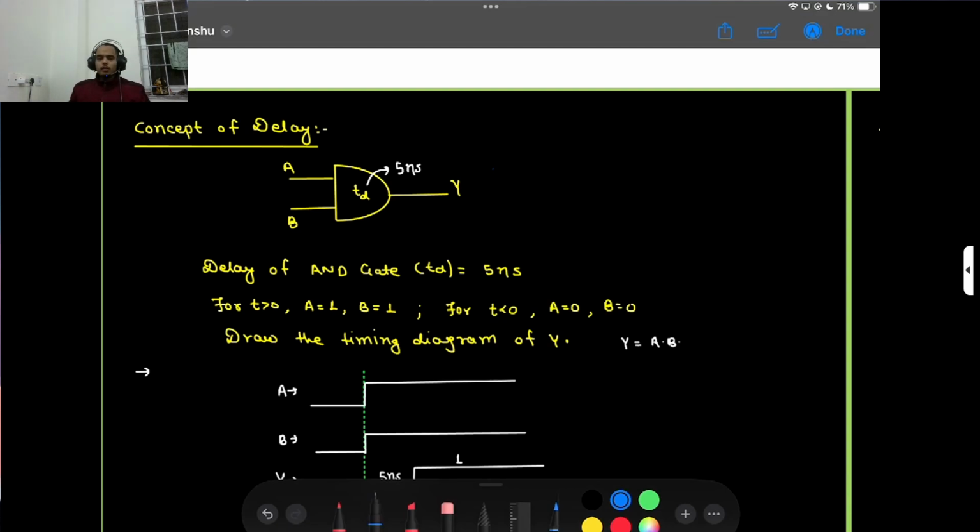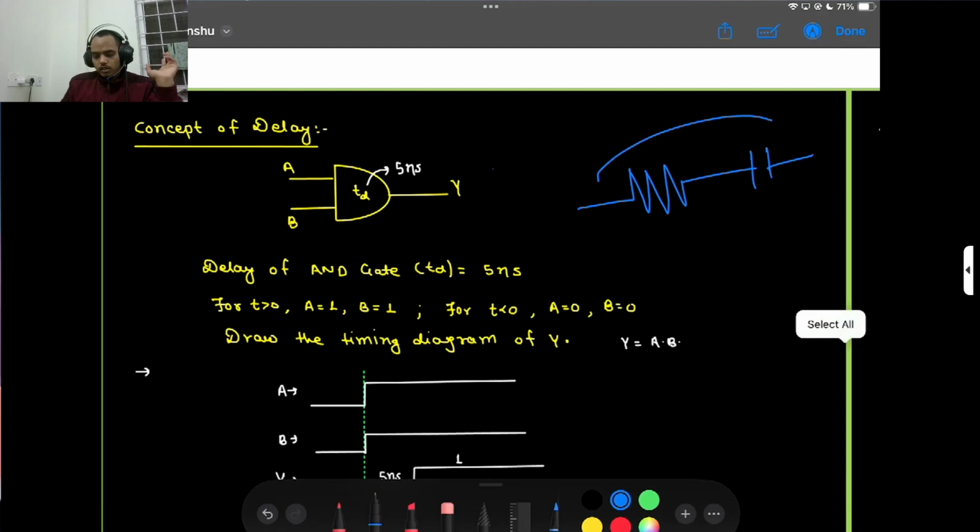This is part of digital IC design: things like logical effort, parasitic delay and electrical effort. We study these in digital IC design, where we understand how delay comes in when designing an AND gate, NAND gate, or any gate. A small concept here: there are a resistor and capacitor present, and they involve charging and discharging. That's why the delay comes.